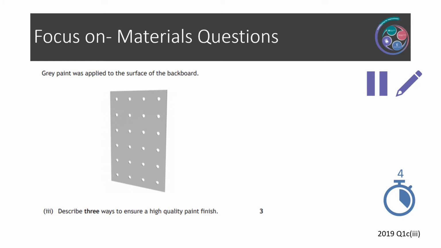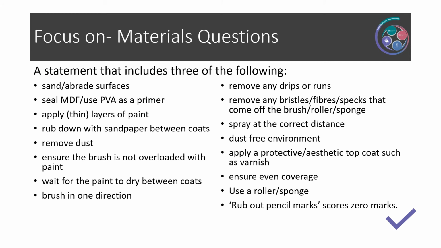Grey paint was applied to the surface of the backboard, and in this question you've been asked to describe 3 ways to ensure a high quality paint finish. If you pause the video now and answer this question, it should take you about 4 minutes. This question is taken from the 2019 paper, question 1C, part I. Here are the marking instructions for that question. Pause the video now and mark your answer.